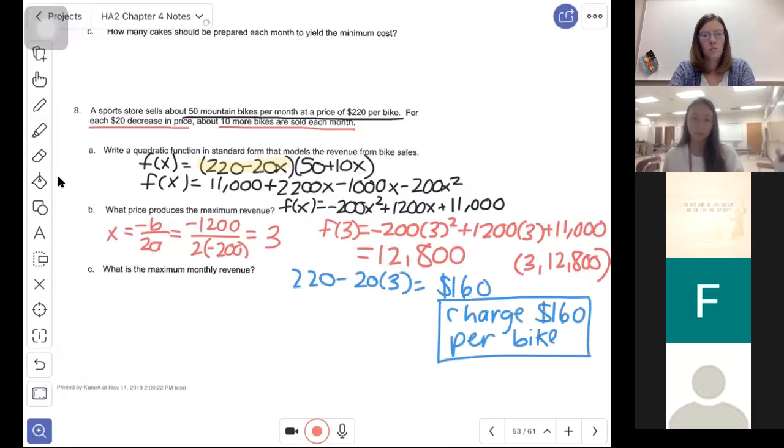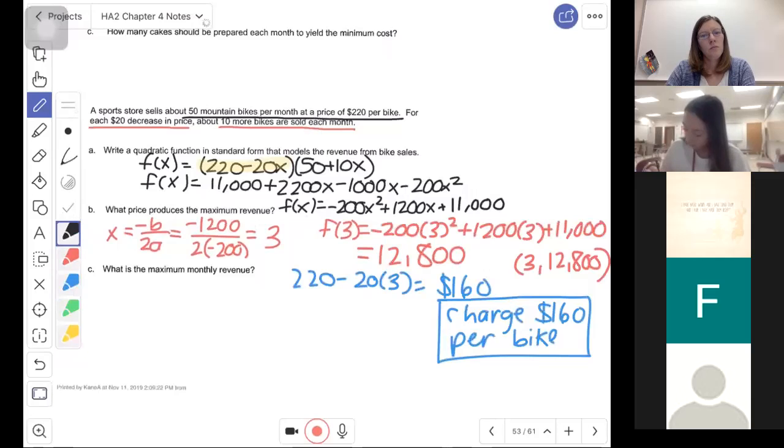Plug it back into the part of the function. And then part C is, what is the maximum monthly revenue? Gabby Snyder, what is our revenue here for part C? What's that maximum? $12,800. Yeah, that's 12,800. That was the maximum revenue. Like Ava R told us, it's that y value, that's our revenue.